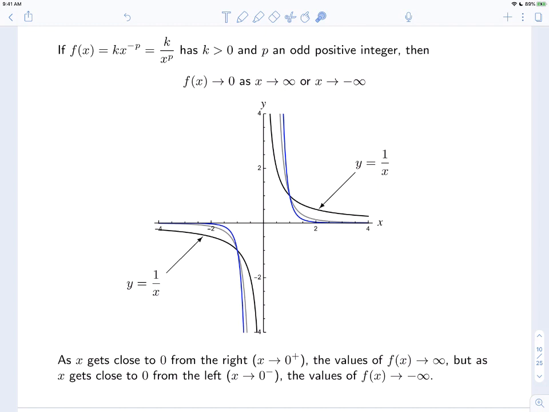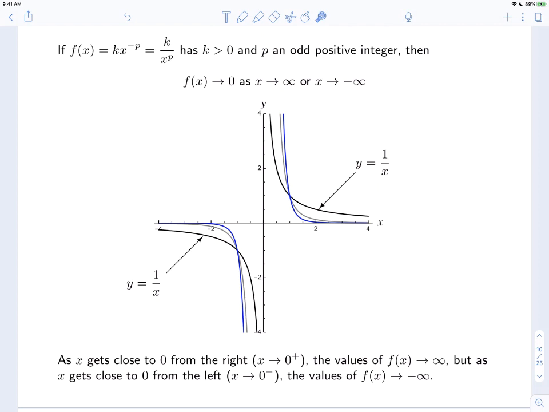The end behavior is certainly the same. As x moves further to the right, or as x moves further to the left, the y values are getting closer to 0. And for the same reason, as x moves to the right, you're getting a larger and larger number in the denominator. And so when you divide by a large number, you get a small number. On the left side, you're dividing by a large negative number.